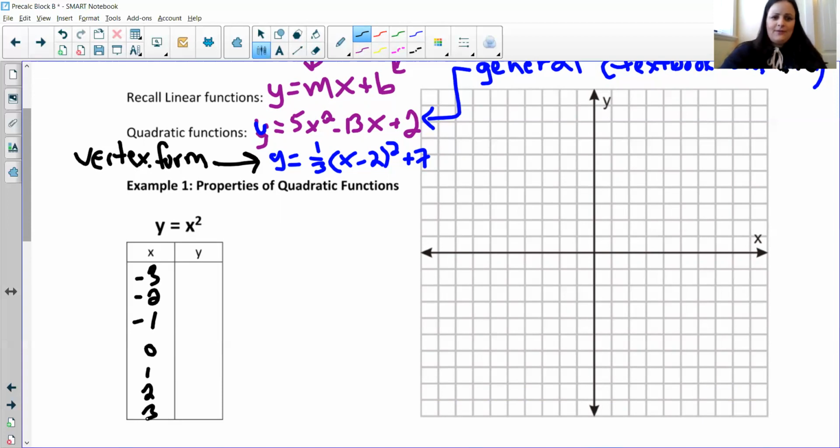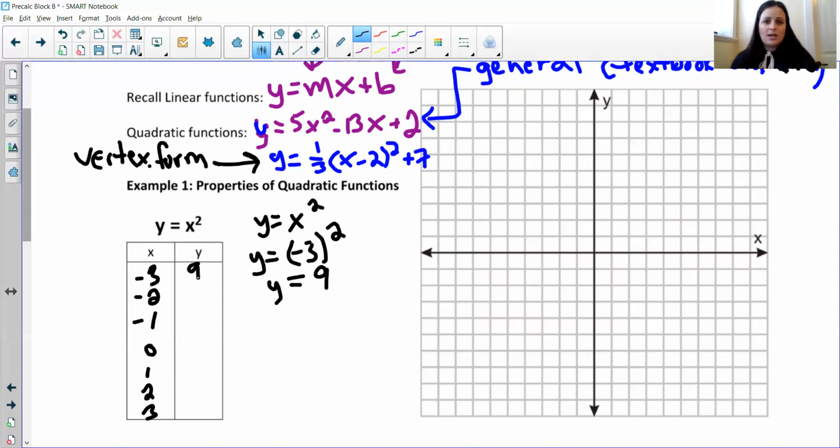So for example, if I want to know what y equals when x is -3, I would substitute -3 in for x. Remembering that when we substitute, we do it inside brackets. So it's not just the 3 that's being squared, it's the -3 that's being squared. So when x is -3, y is going to equal 9. Okay. I want you to pause the video here and go through the rest of those x values to find out what y would equal if x is -2, if it's -1, if it's 0, 1, 2, and 3.